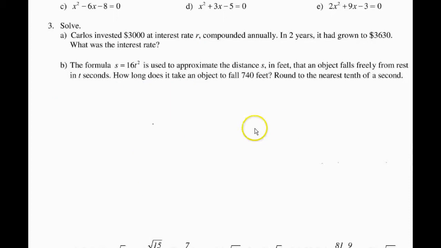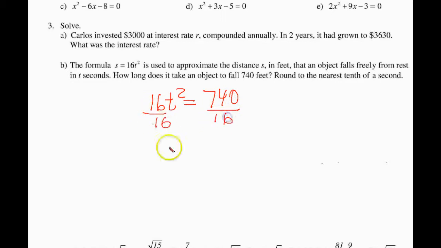Okay. Now for this last one, here we have 16t squared. S is where it starts from, 740 feet. We're going to divide both sides by 16. We get t squared equals the plus or minus, and we don't use the minus here, keeping in mind it's there, but we don't use it. The square root of that comes out to be 6.8. So our time, we get rid of this, t is 6.8, and that's how it's done.